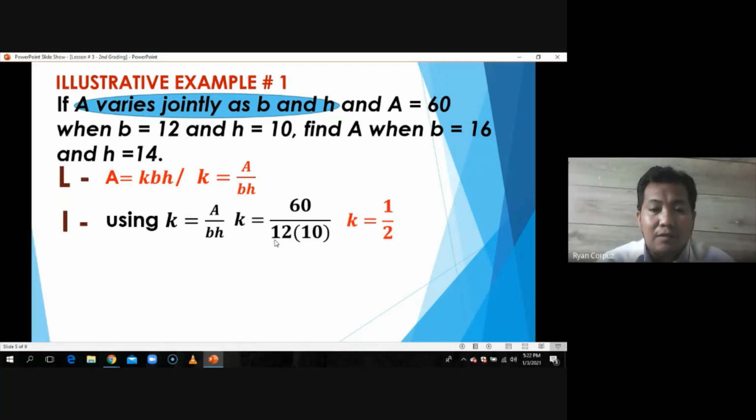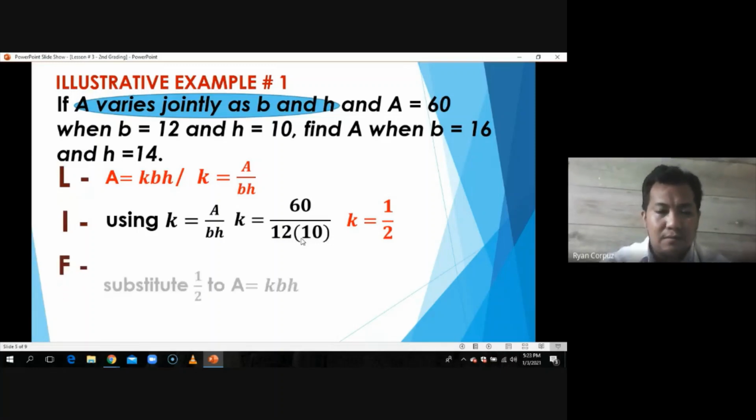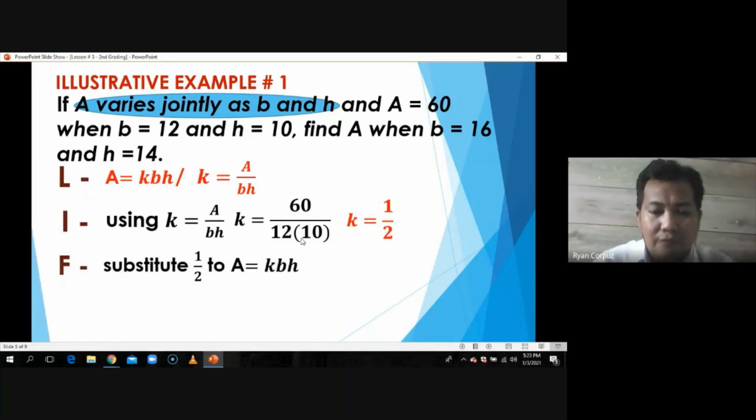1/2 pa rin naman magiging ano natin even if we just simply multiply 12 times 10. So 60 over 120. So when you reduce it into lowest term, that would be equal to 1/2. Then that value of K na 1/2, just simply substitute it to A is equal to KBH for us to form the equation of variation. So we do have here A is equal to BH over 2.